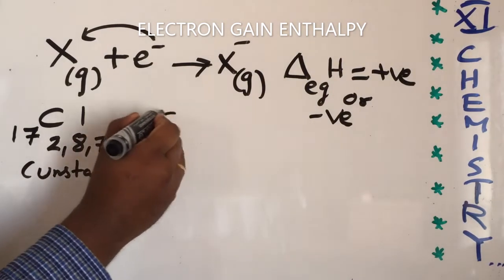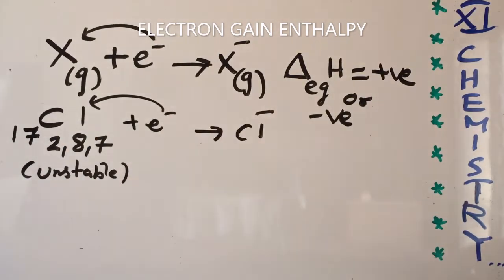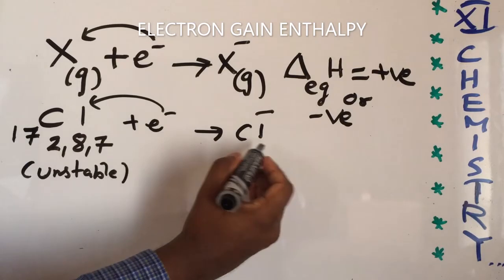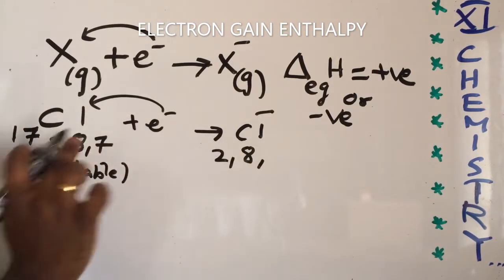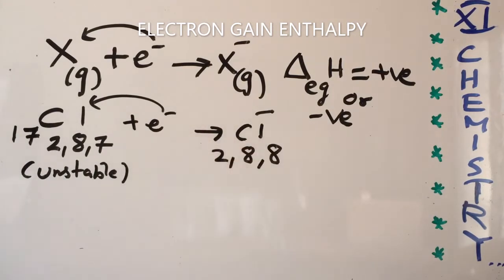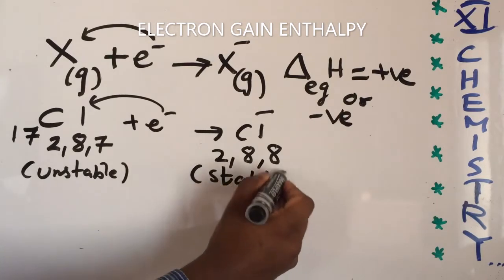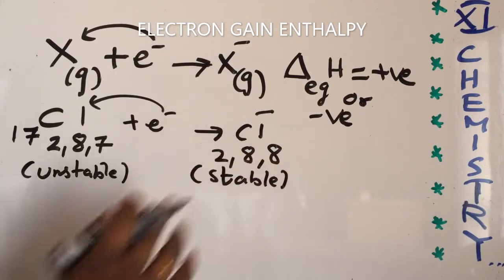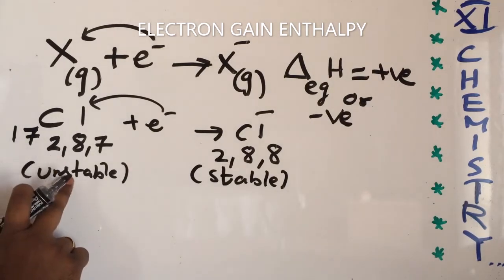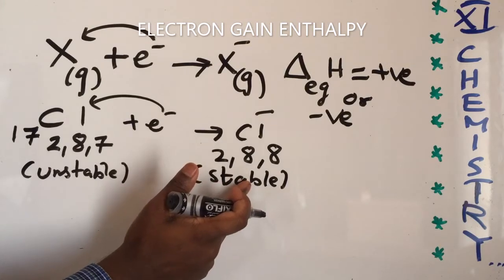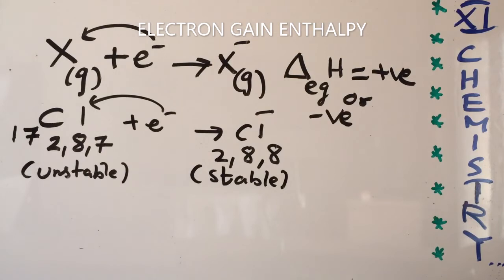When an electron is added, chlorine will change to Cl minus. What is the configuration of Cl minus? 2, 8, 1 electron is added to 7, so it becomes 2, 8, 8. So what about the stability? Stable, highly stable, due to the 8 electrons in the outermost shell. So unstable chlorine is changing into stable Cl minus ion. So here addition of an electron is easier.